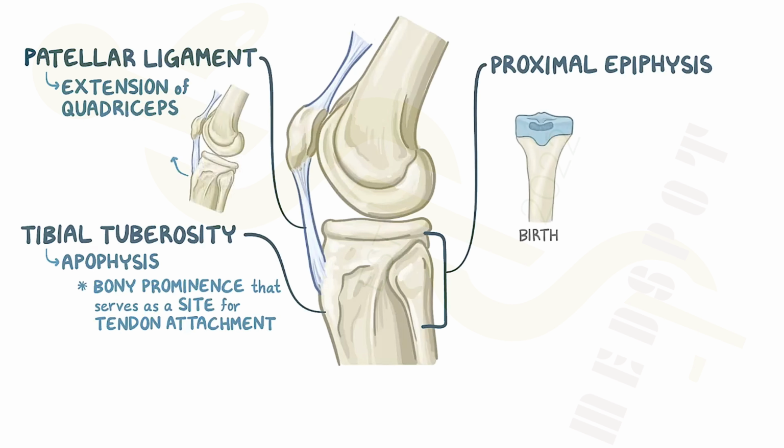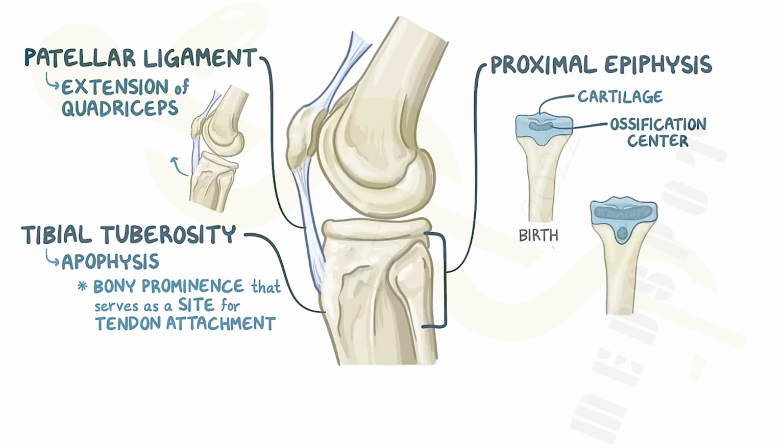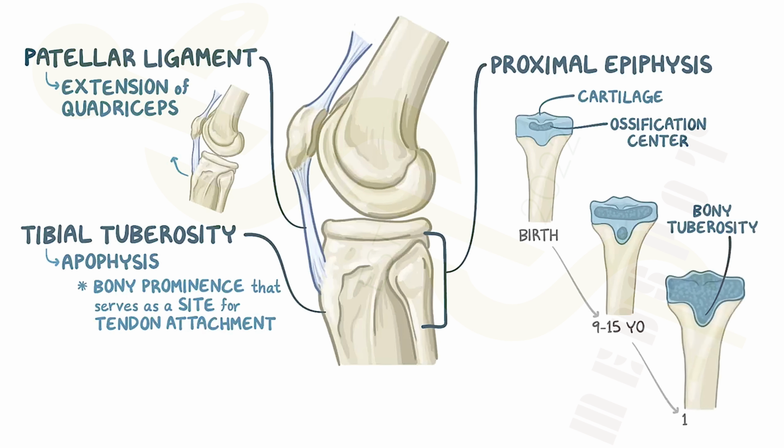At birth, the proximal epiphysis consists of cartilage, but it contains an ossification center inside. This ossification center starts to ossify, or turn to bone, between the age of 9 and 15, and becomes a bony tuberosity around the age of 18.